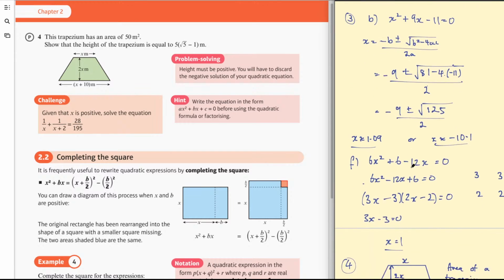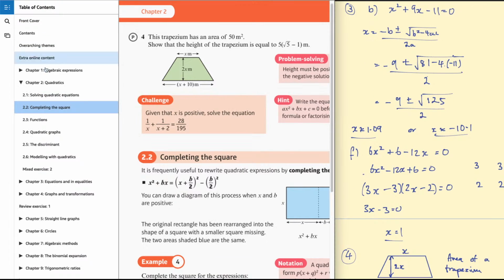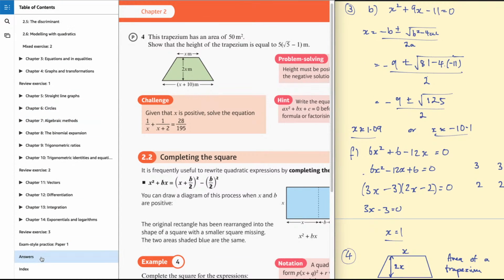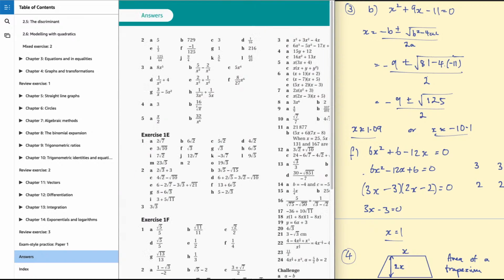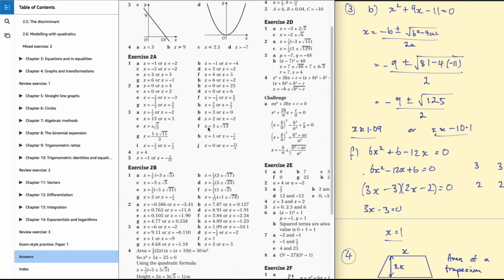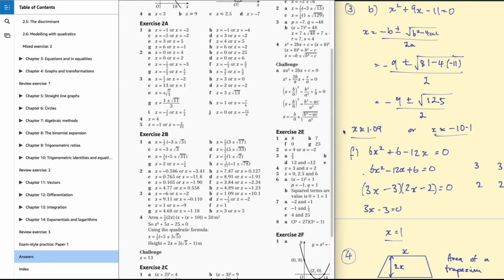We didn't check these ones, so let's check question 3. If you did any of the other ones, check those as well. So B was 1.09 and negative 10.1, and F was x equal to 1. Just one solution for that one.